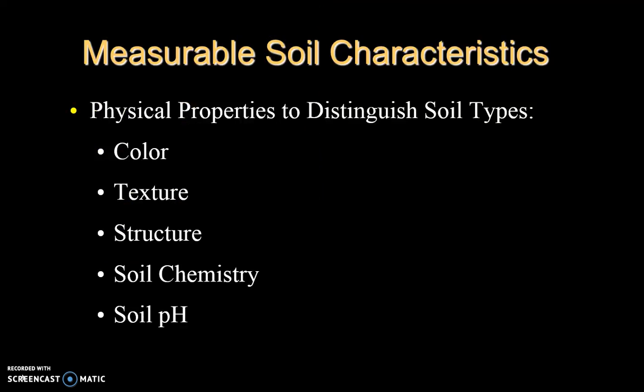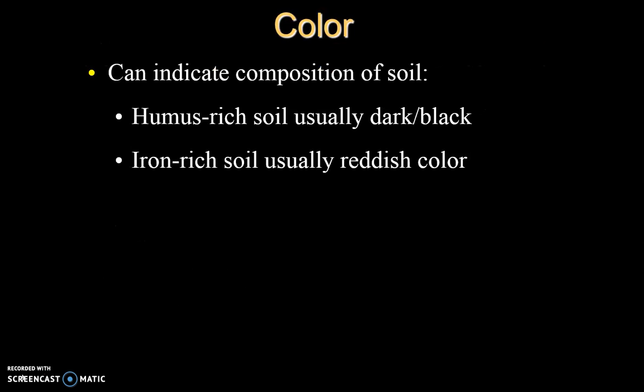So we talked about the 5 different ways that soils form. Now we need to talk about the physical properties that are used to distinguish soil types. Just like when we were talking about the Köppen climate classification and different biomes, we know that there are certain means by which soil scientists identify certain types of soils by their color, texture, structure, and their soil chemistry and their soil pH.